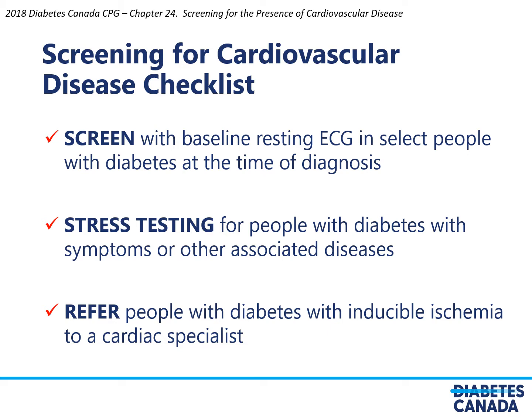The checklists for screening for cardiovascular disease include: screen with baseline resting ECG in select people with diabetes at the time of diagnosis. Stress testing for people with diabetes with symptoms or other associated diseases is appropriate, and refer people with diabetes with inducible ischemia to a cardiac specialist.